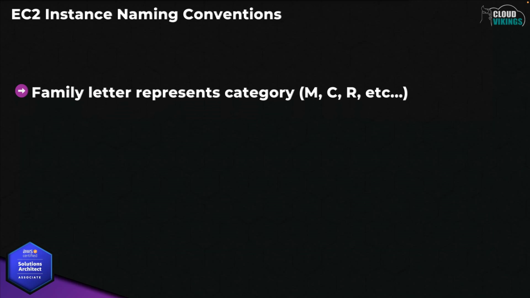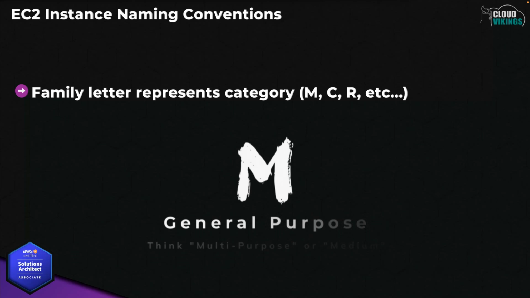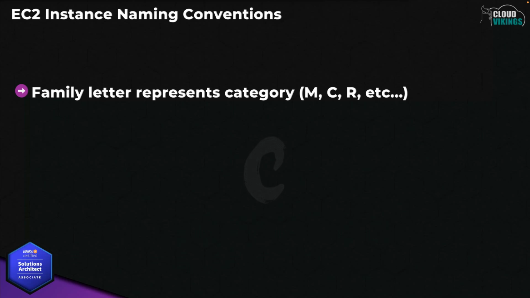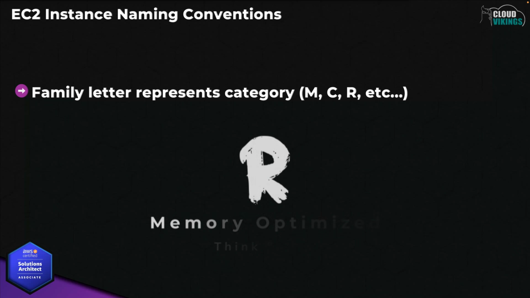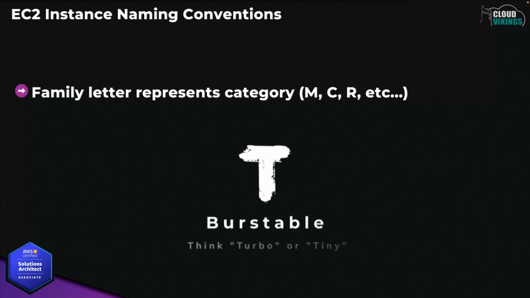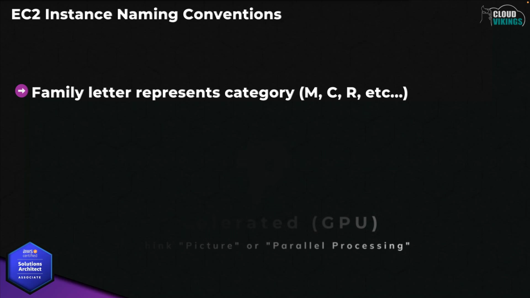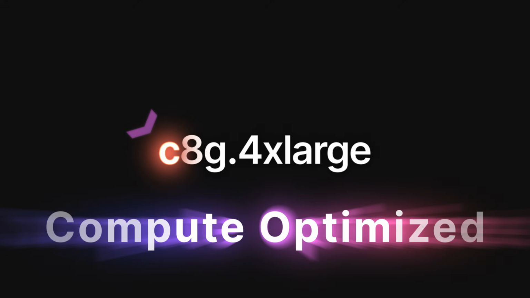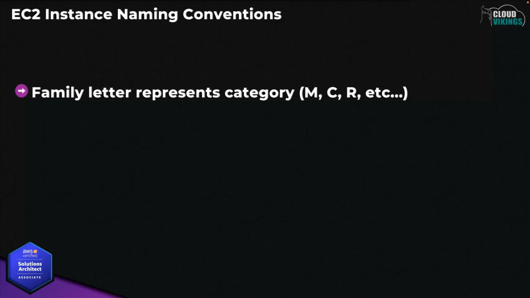Now, EC2 instance type names follow a pattern. The first part of an instance type name is a letter or letters that indicate the family or category. For example, the M stands for the general purpose family, C for compute optimized, R for memory optimized, T for burstable, P for GPU accelerated, and so on. This family letter immediately tells you the primary strength of that instance. So if you see an instance type starting with C, you know it's designed for compute. And then if it starts with an R, it's built for high memory needs, and so forth. AWS has quite a few families, including some specialized ones.